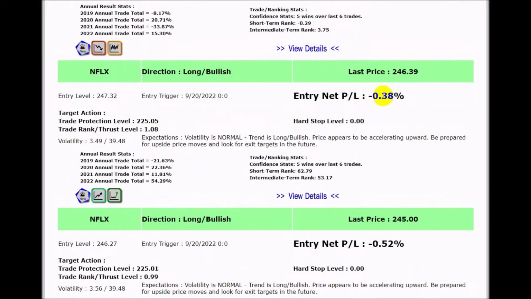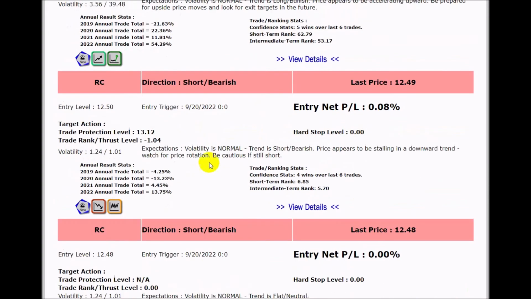Netflix, we have a new long as of today. We have no hard stop level. We have a trade protection level of 225.05. Ranking is phenomenal. It's been doing very, very well. RC, we have a new trade as of today. It's not really doing anything yet. Pretty good ranking, so this would be a pretty solid number.